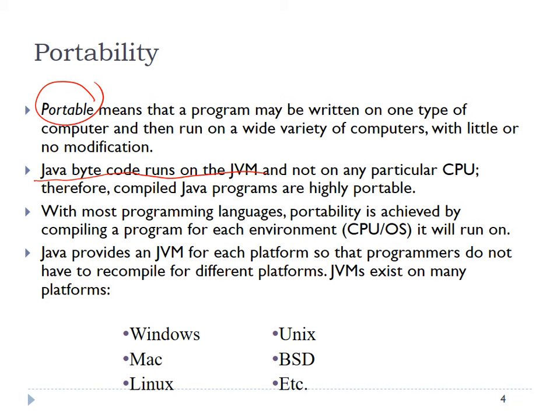Therefore, compiled Java programs are highly portable. With most programming languages, portability is achieved by compiling a program for each environment. When you have Microsoft Office, for example, if I want to make the same program for Mac and Windows, I need to recompile one on Windows and one on Mac so that the zeros and ones are different and they can run on these two architectures, and really architectures, environments. Java provides a JVM for each platform so that programmers do not have to recompile.